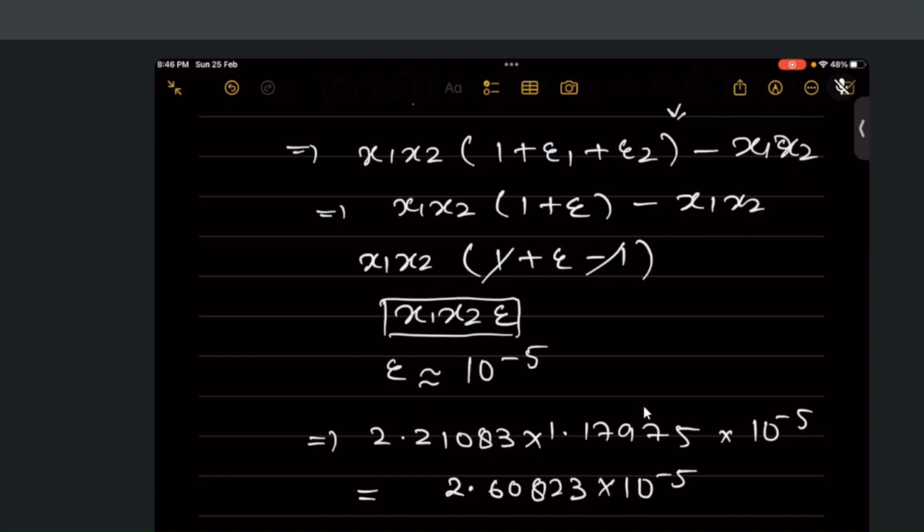I took this one because I think this was given in the question. Yeah, this is given in the answer. Let me check. There are four options, so this one is correct. 2.60823. Basically, they have given only five numbers after decimal. So this one is the most correct. Others were like 3, 2, 4. So this is the final answer.